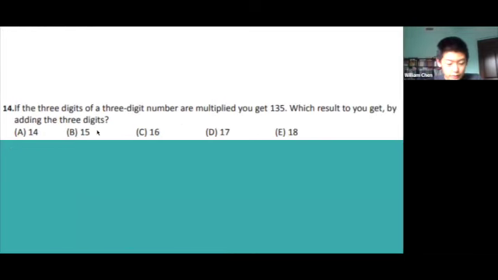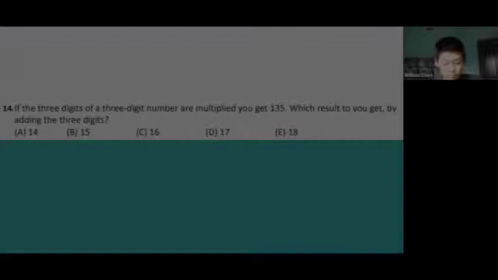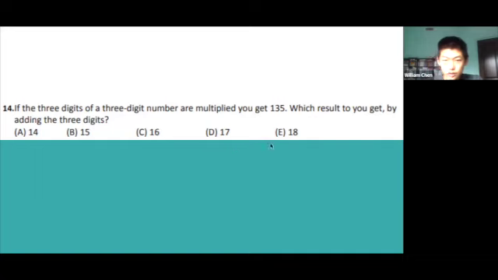Next question. The 3 digits of a 3-digit number are multiplied, and you get 135. Which result do you get by adding the 3 digits? I'll give you 3 minutes to think about this, and if you think you have the answer, please post it in the chat. So far, we still don't have any answers. However, the right answer is D.